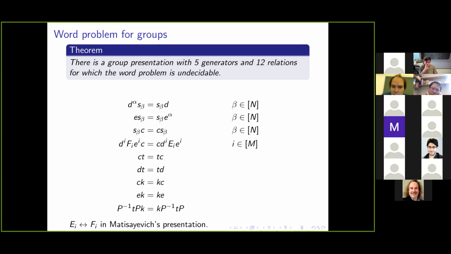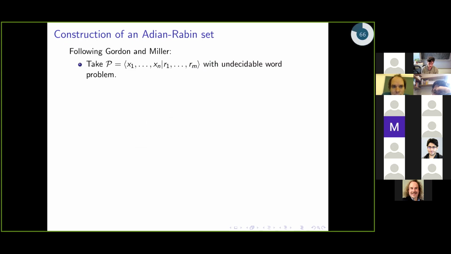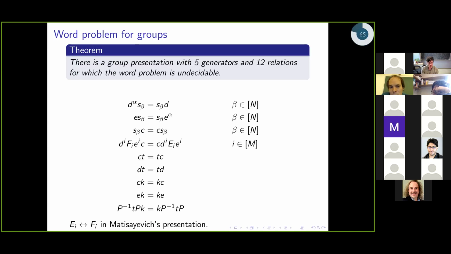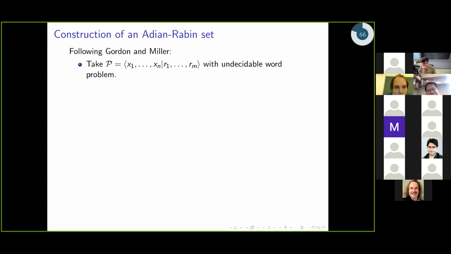But I just displayed it, and it's actually not the final one. It requires some modification. This one has more relations. But then this is not yet the final task, because now I'm still talking about the word problem, and I want to have a sequence of presentations.